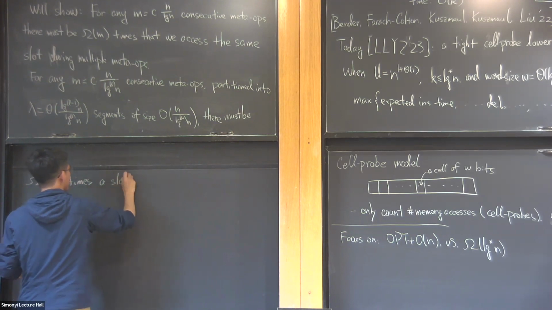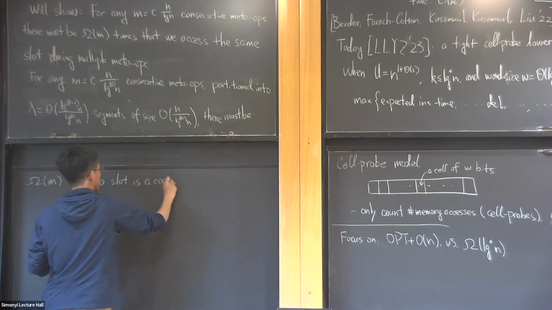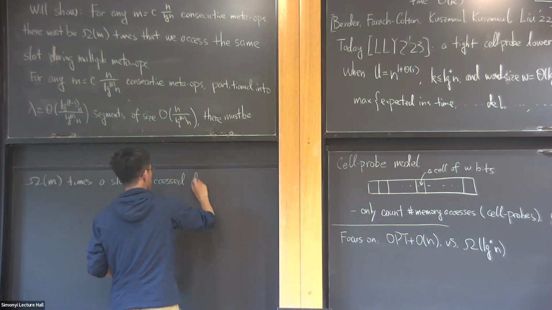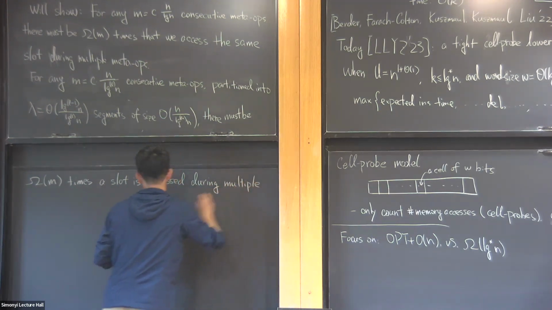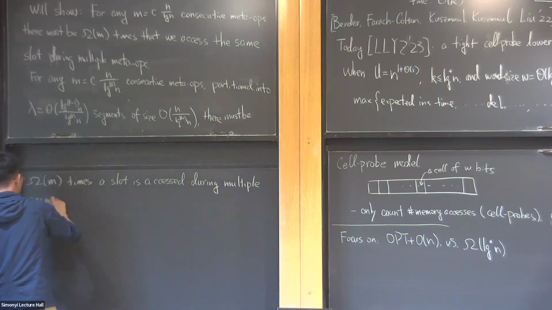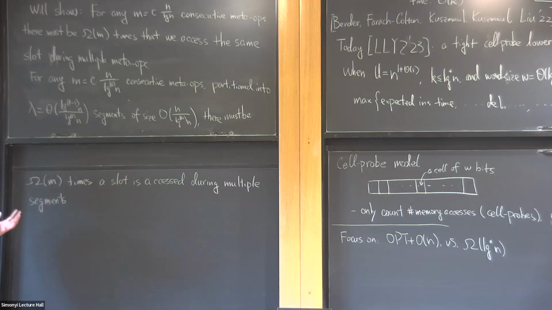A slot is accessed during multiple segments. Now during one segment, I may access the same slot multiple times, but for each segment, for each slot, I will look at which segments access this slot at least once. And if there are t of those segments, then I will count it t minus 1 times. So equivalently, this is equal to the number of accesses such that the previous access to the same slot was in an earlier segment.